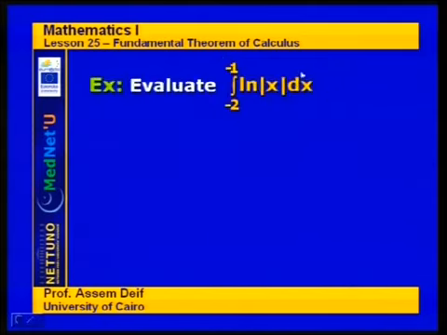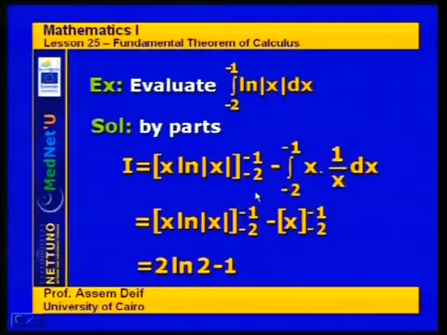Evaluate the integral of ln mod x. Here, this is the function. In fact, you can't calculate the antiderivative except through integration by parts. But what is new here is that there is no need to evaluate the antiderivative till the end. In other words, you don't have to go till the end to calculate the antiderivative of such a function and then substitute for the limits of integration. All you have to do is directly apply your limits.